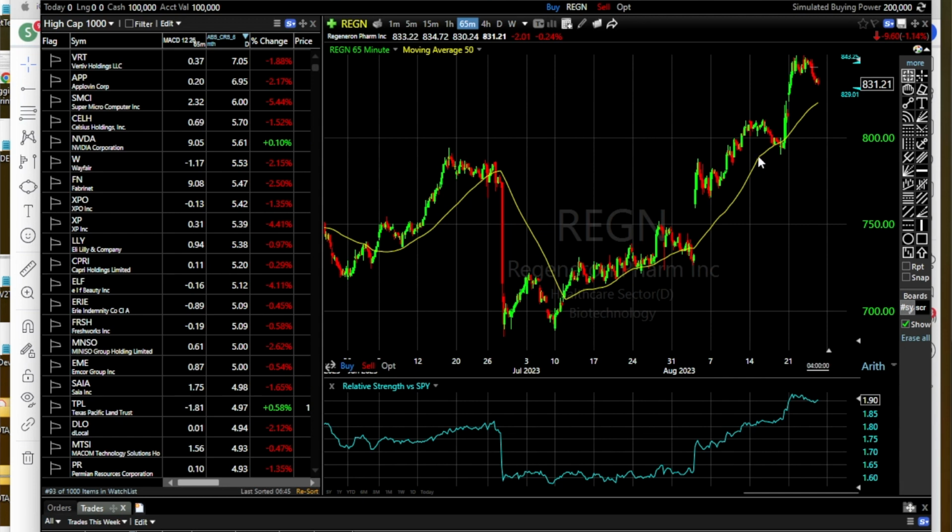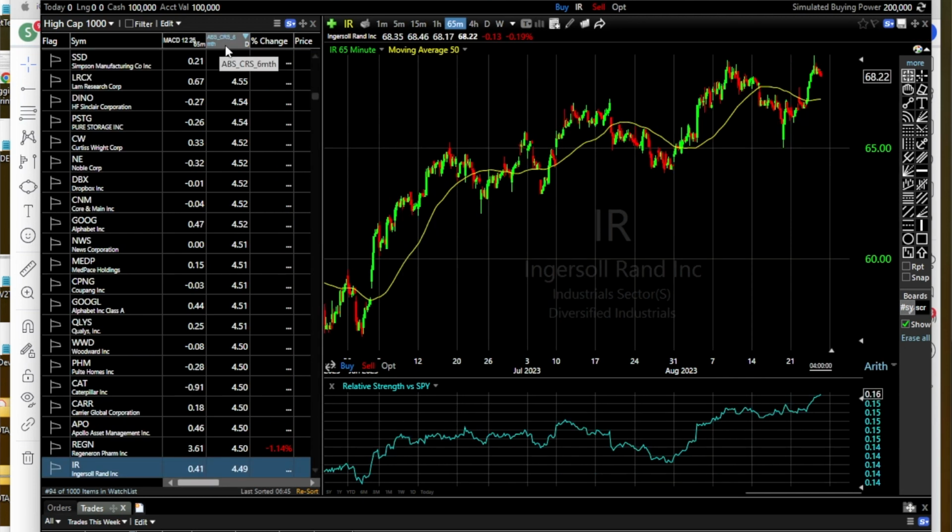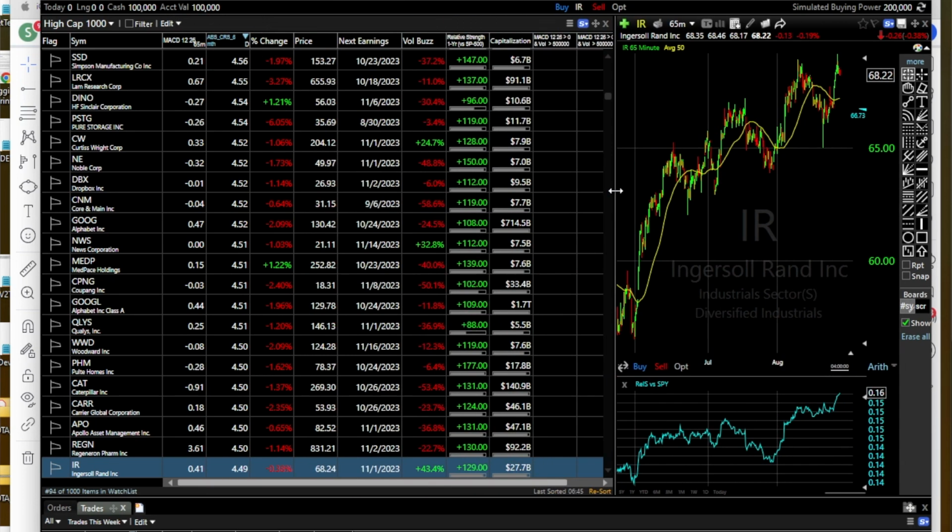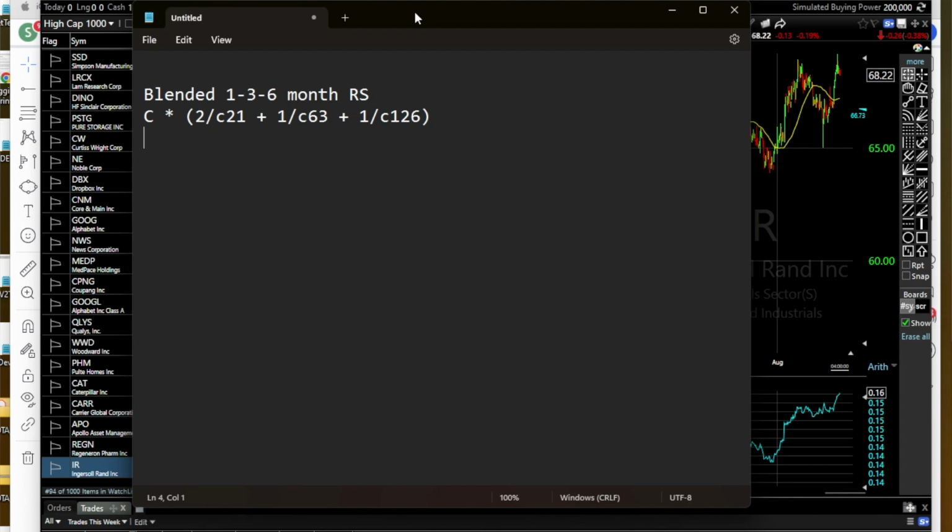So how do I do that? The first thing I do, and you may not be able to see it right here, but there's a little filter here in TC2000. You can have these columns, and you can look for different characteristics. Now, I'm just going to talk about two of the columns that I'm looking at right here. These two right here. Now, this column is a custom formula that I have. It's an absolute relative strength, blended relative strength over 1, 3, and 6 months. Now, here's the equation for that.